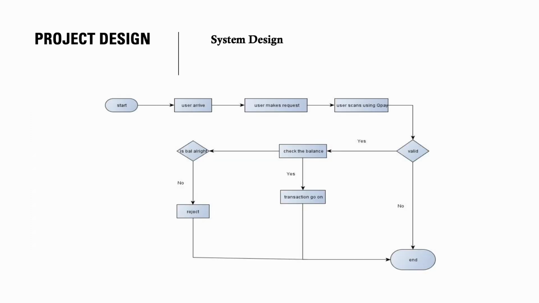The project design diagram starts like this. The user arrives, the user makes a request, the user scans using a device, and then it validates. If it doesn't validate, it will end. If it passes validation, it will check the balance, and if the balance is insufficient, it rejects. If the balance check gets approval, the transaction will go ahead.